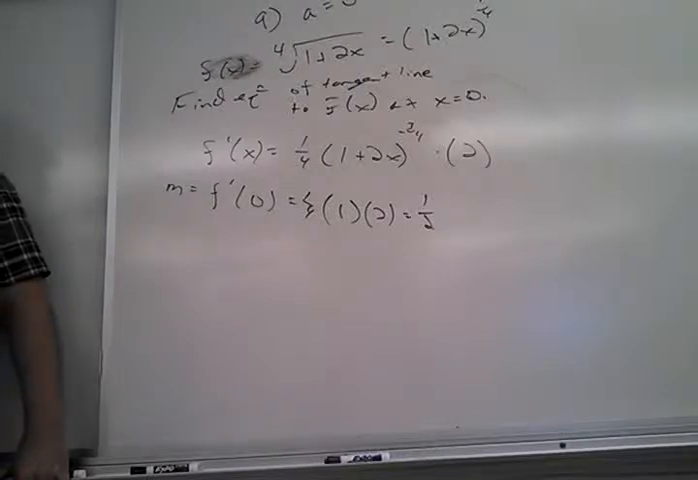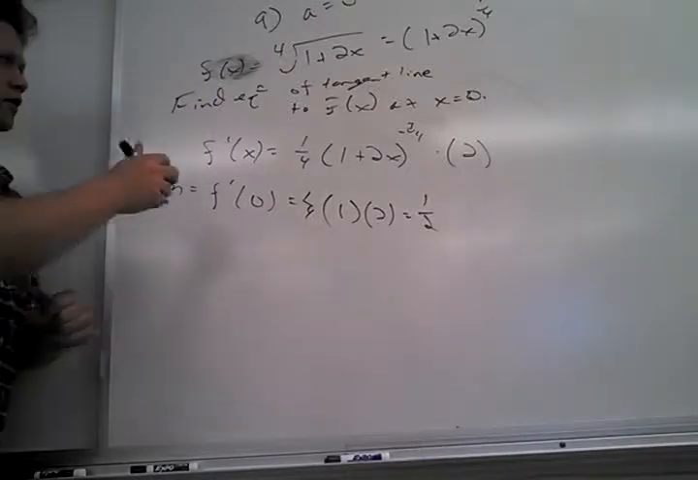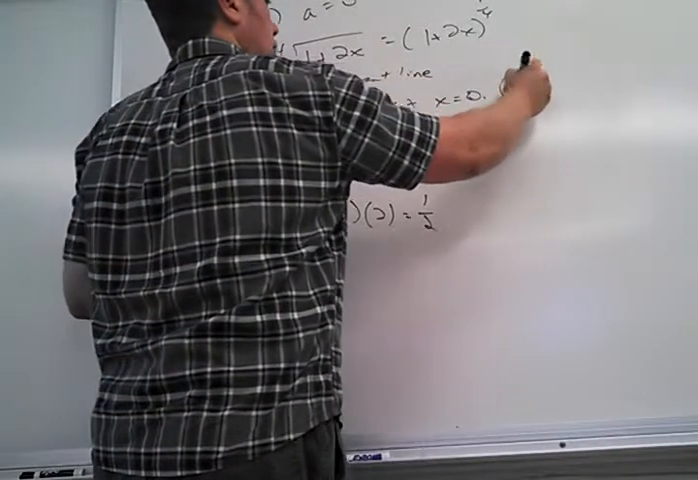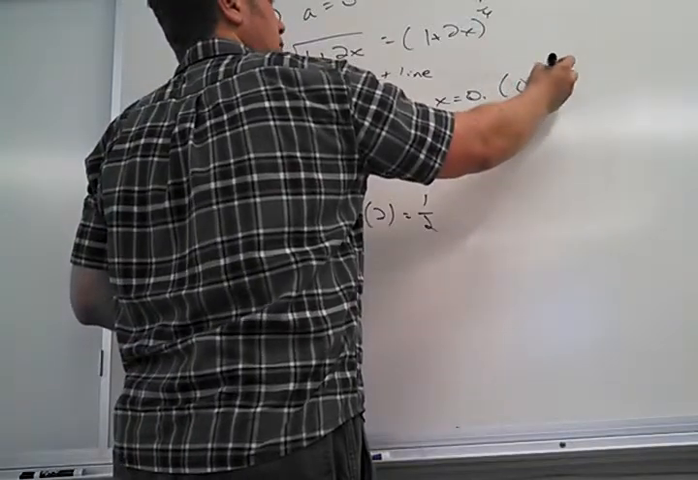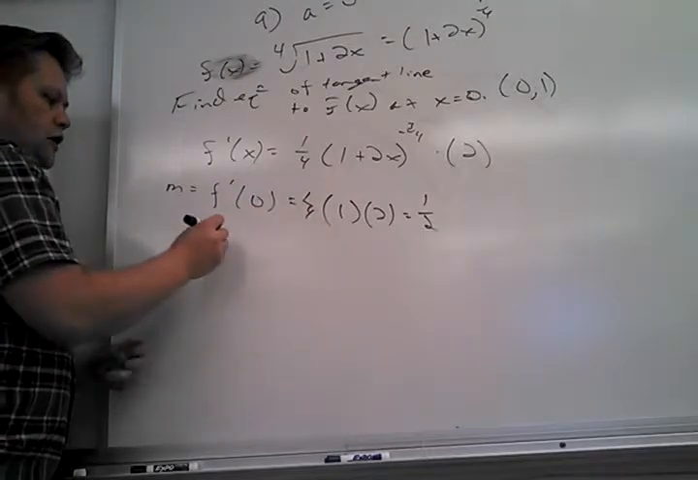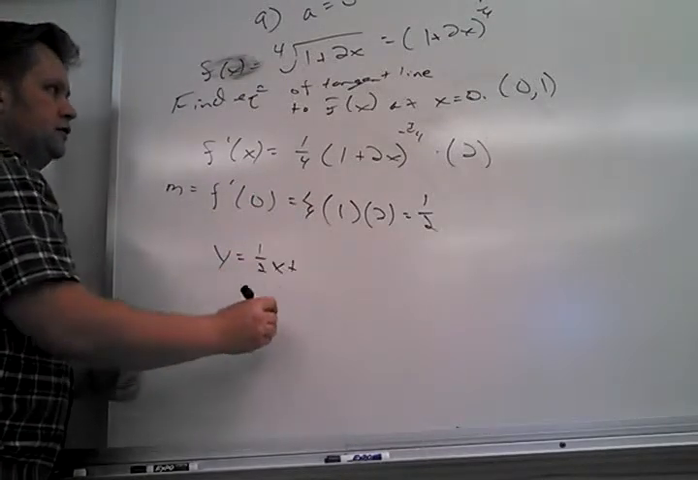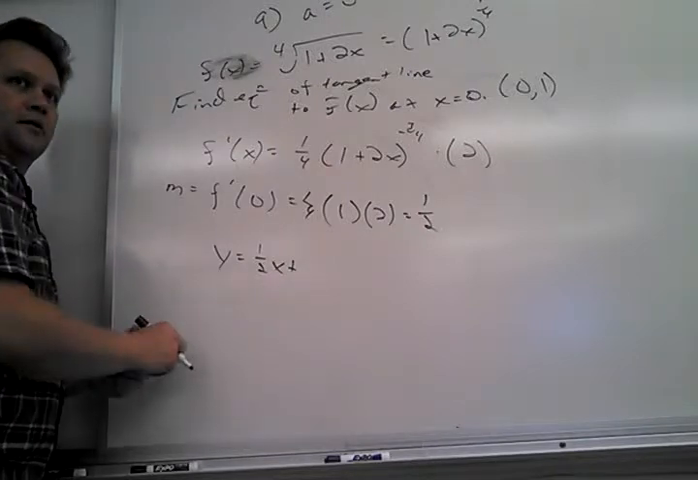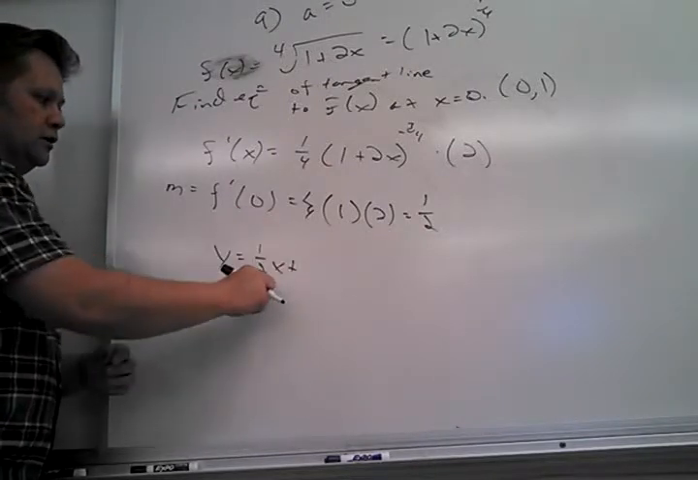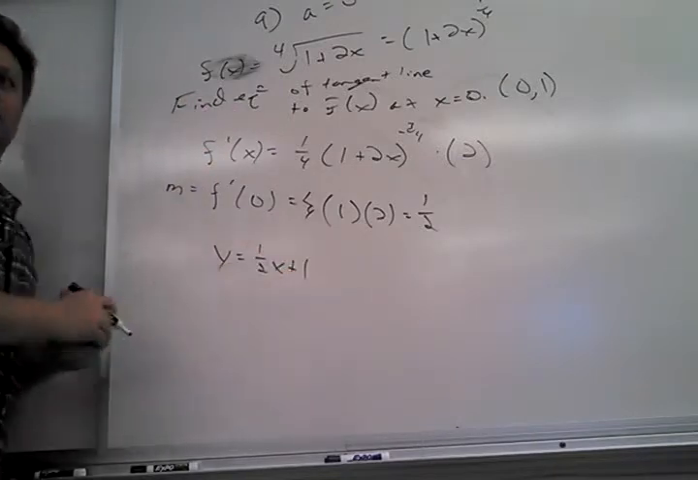Now, how do I get the rest of my equation, my mx plus b? Point-slope or slope-intercept, whatever way you want to do it. What's the point that I'm working with, though? 0, 1. So I have y equals 1/2 x plus. What do I put there to make it 1 at 0? Yeah, that's the y-intercept, so 1.